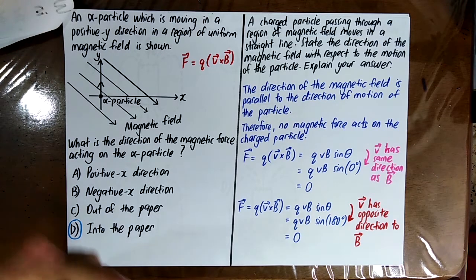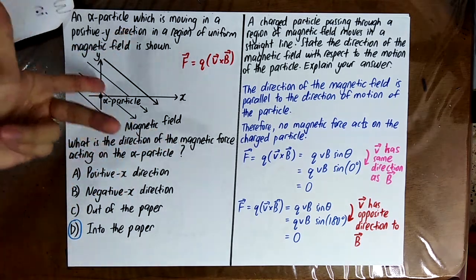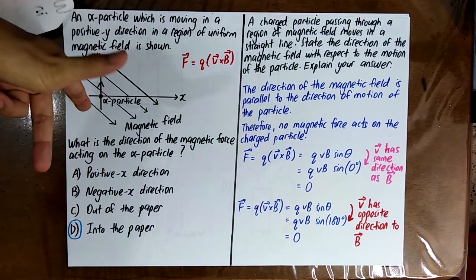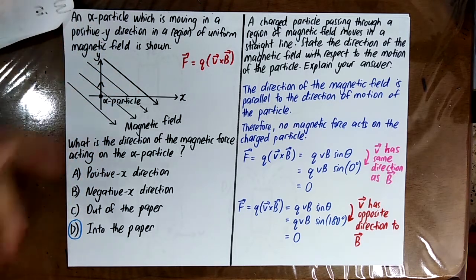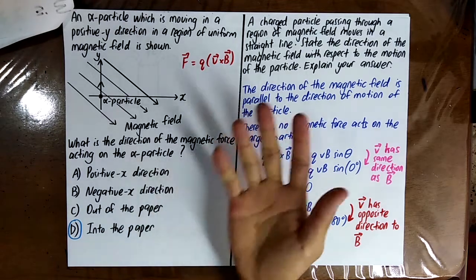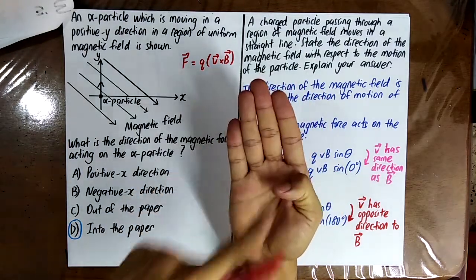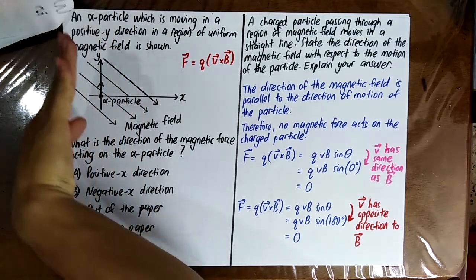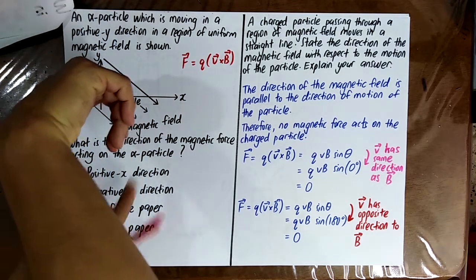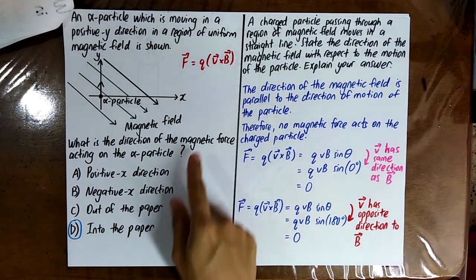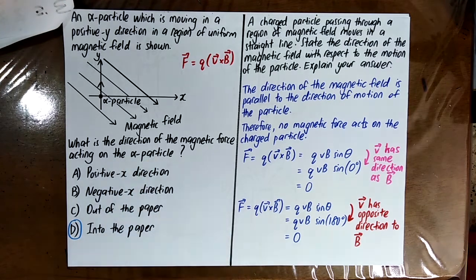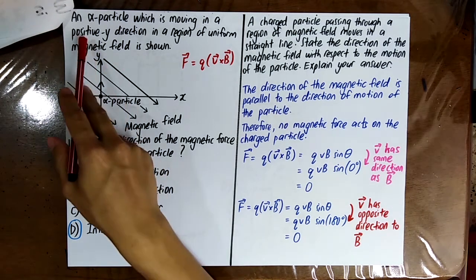If you want to use Fleming's left hand rule, sometimes students find it very difficult to orientate their fingers to the orientation of the figure. But if you use the right hand grip rule, you just use your four fingers to point in the direction of V, and you curve them to the direction of B, and then your thumb will point to the direction of the magnetic force on the positively charged particle. An alpha particle is a helium-4 nucleus, which means it is a positively charged particle.